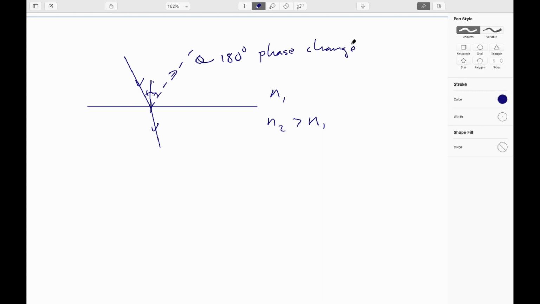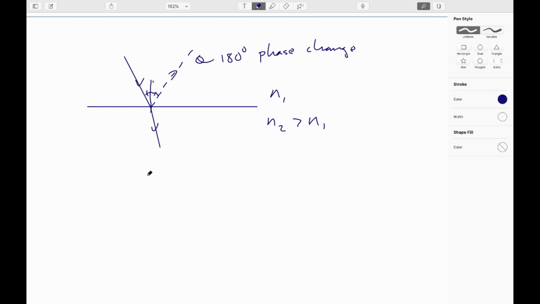So it's the same deal. Light was going faster in medium 1. It goes slower in medium 2. If the light wave bounces off the slower medium, it reflects back inverted, just like with a mechanical wave on a string.